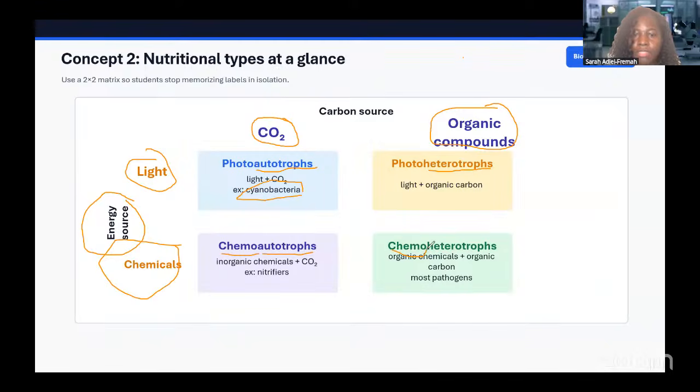So chemo means energy from chemicals. Heterotroph means carbon from organic source. So there's always a combination of this, and it will be a great idea to recap your flashcards for these particular terms, and that will be very helpful if you think about it that way.